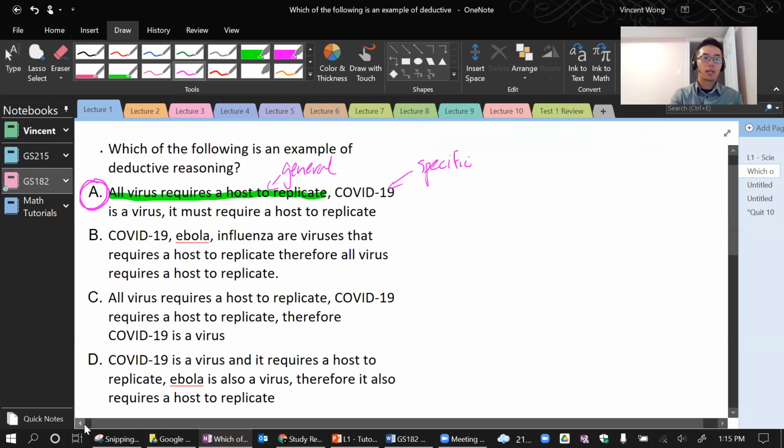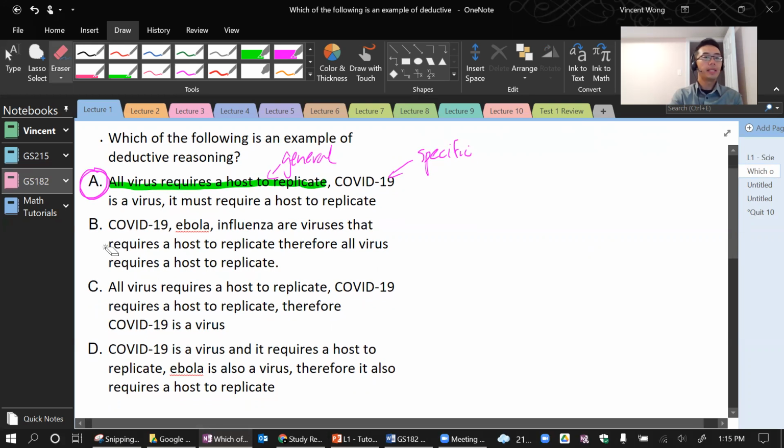Let's take a look at the other ones and see why they are not. B, COVID-19, Ebola, influenza are viruses that require a host to replicate. Therefore, all viruses require a host to replicate. This one goes from specific to general. So this is actually, sorry, this is actually inductive reasoning. Induction is like saying the fish, the bird, the flowers, they're all made up of cells, and therefore, all living things are made up of cells. So this is actually not the answer.